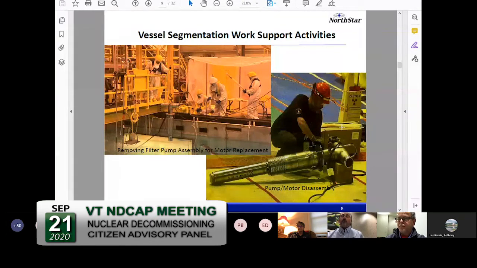Next slide, please. So ancillary to the guide tubes being removed, and those guide tubes will be cut up and stacked, nested actually, into containers, there's much vessel segmentation support activities that happen. For instance, in these photos, you see them removing a filter pump assembly, pulling it apart, and conducting maintenance on it so they can continue to maintain a high degree of water quality that supports the activities going on in the reactor vessel.